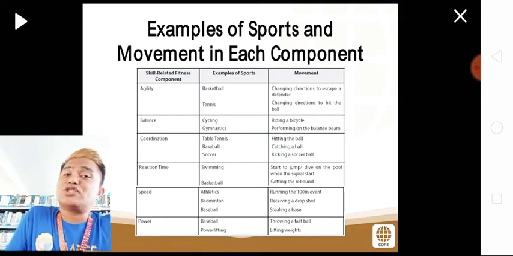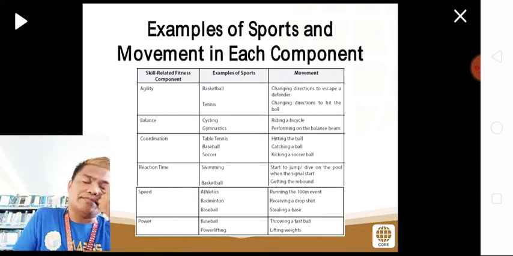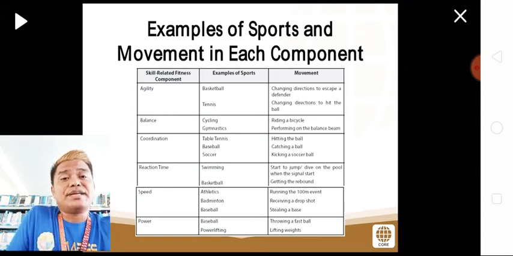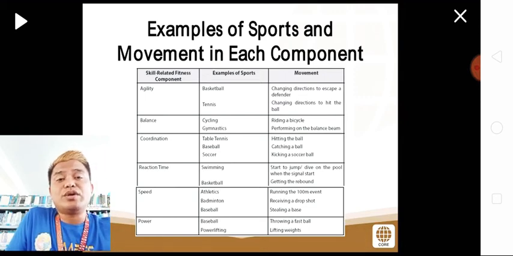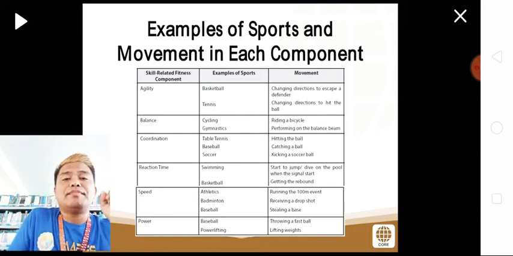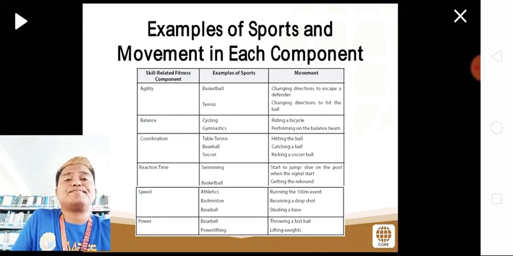cycling, gymnastics, those are for balance. For agility, basketball and tennis, you need to be quick. So for balance, cycling, gymnastics. Coordination, table tennis, baseball, and soccer. Okay, next, reaction time, swimming, basketball also. Speed, athletics, badminton, and baseball. For power, baseball and powerlifting.